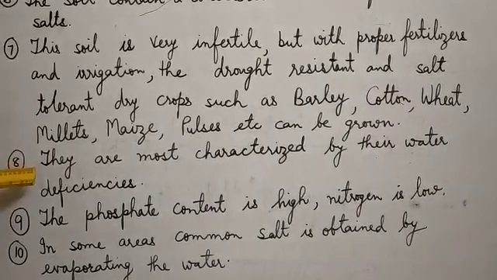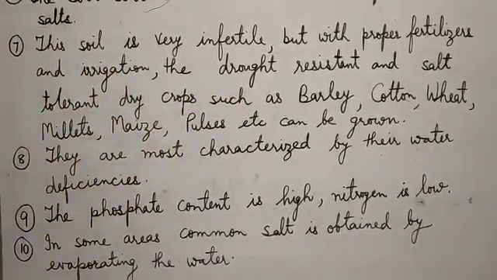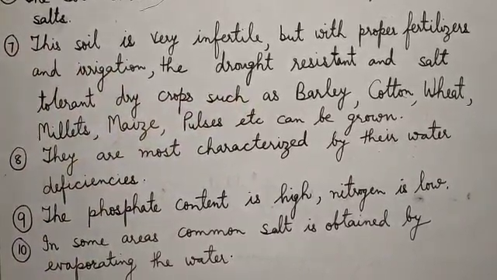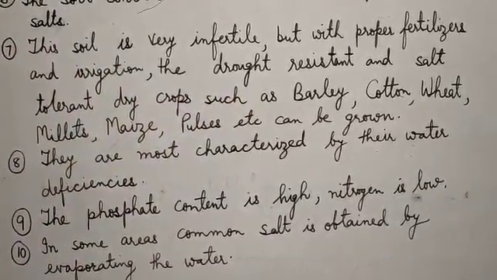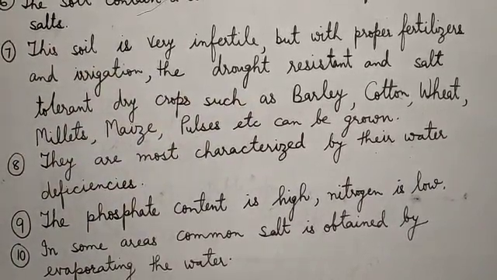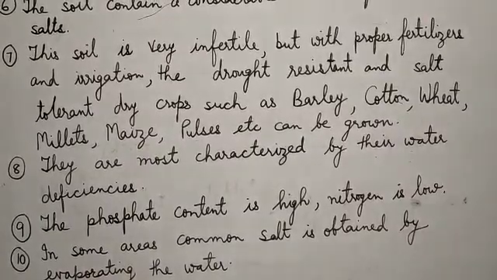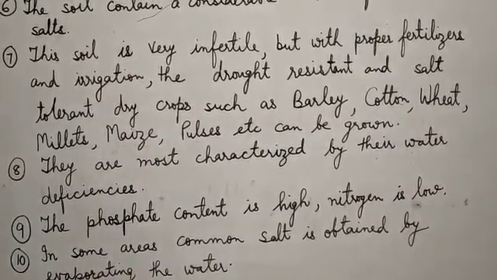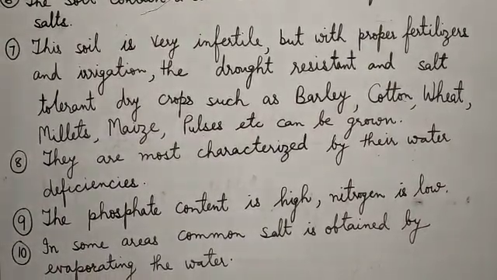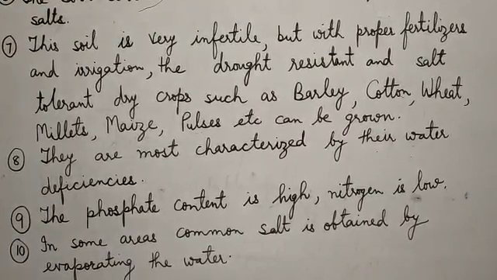Next, these soils are most characterized by their water deficiency. Water is present in very small amounts. Most arid soils contain a sufficient amount of water to support plant growth for no more than 90 consecutive days. So water deficiency is there in this kind of soil.